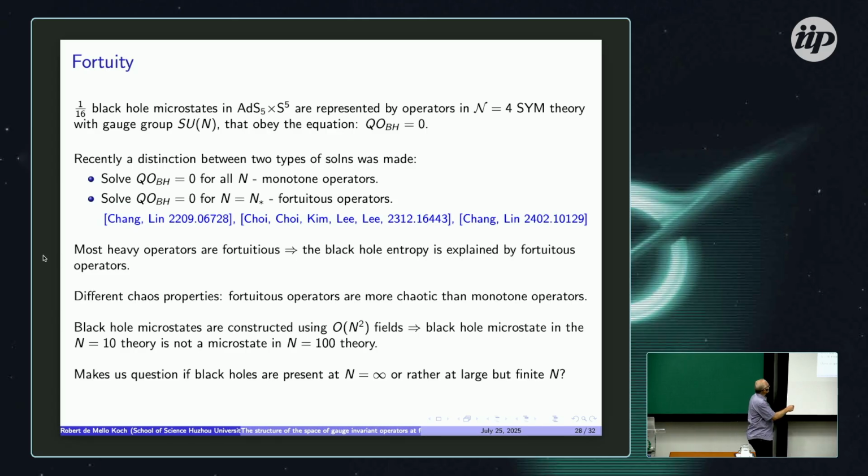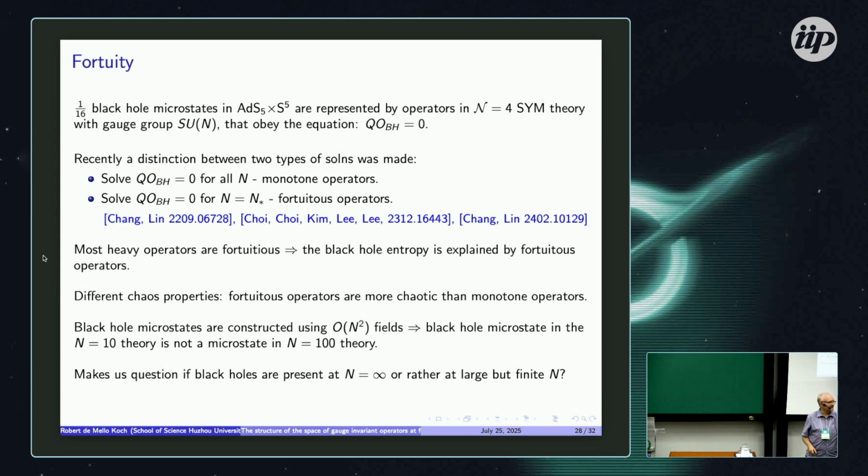And one of the key observations is this. To create a 1/16th black hole microstate, you're basically solving an equation in the CFT, which tells you that your proposed black hole operator must be annihilated by a single supercharge. And there's two ways that you could interpret that equation. You could say Q should kill this operator for all values of n, and that's been called monotone operators in the recent literature. Or you could say Q only annihilates your operator for one value of n. And the way that this happens is that Q acting on this black hole operator actually gives you a trace relation.